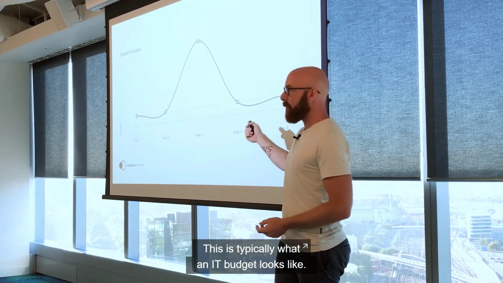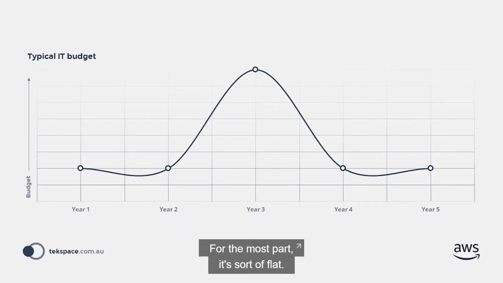This is sort of typically what an IT budget looks like. Okay? For the most part, it's sort of flat, but there are big lumps every few years. And maybe your balance sheet isn't this simple, and maybe there are lumps that sort of happen more often.